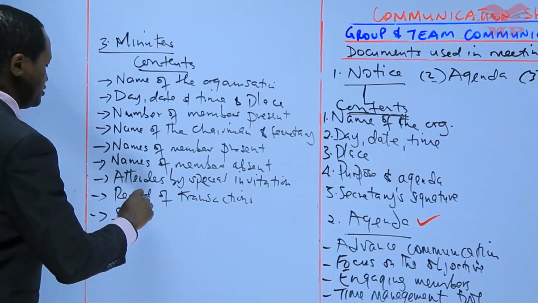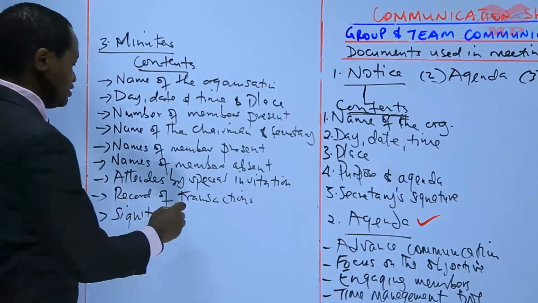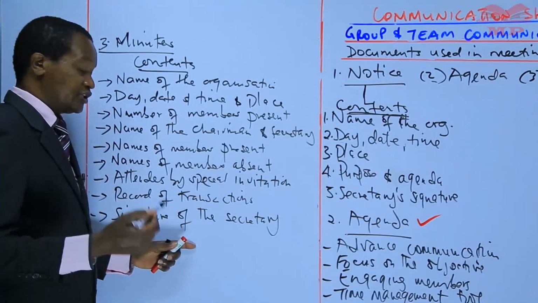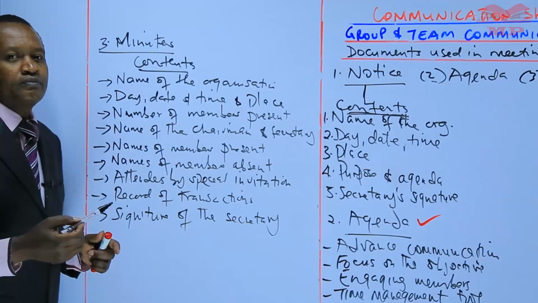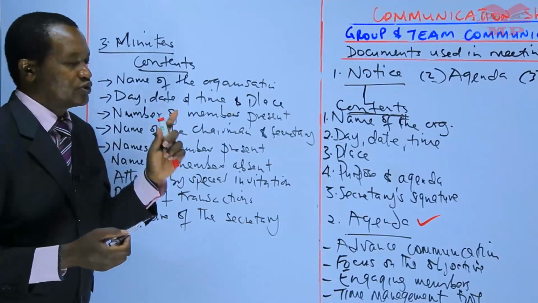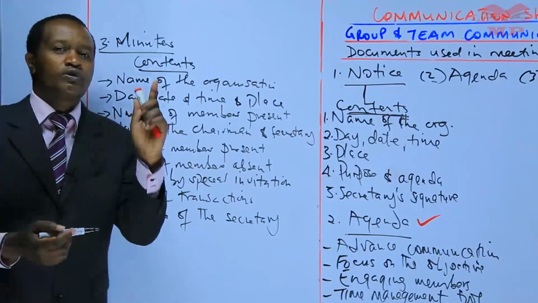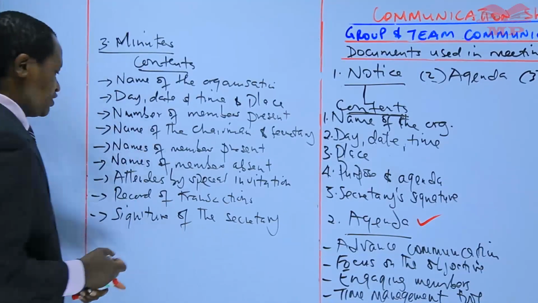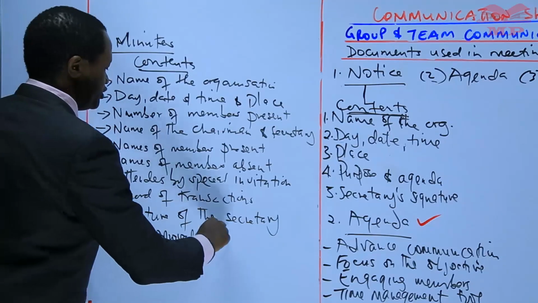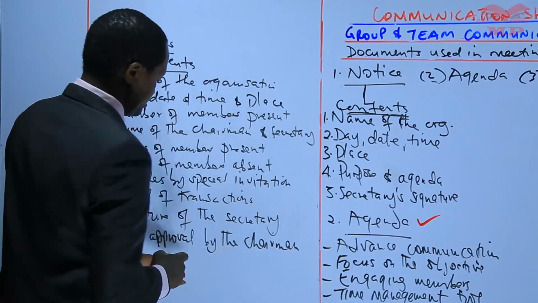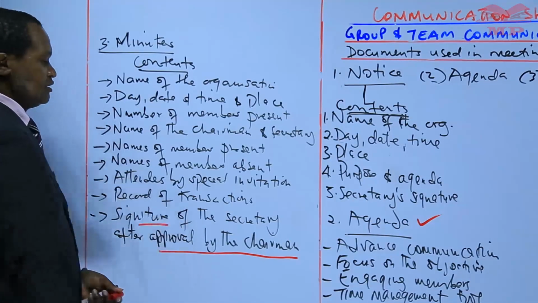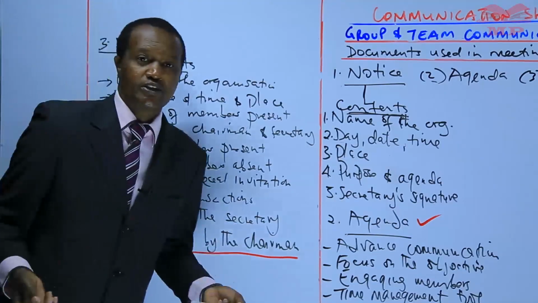Signature of the secretary. Included in the minutes, you need to have the signature of the secretary. It's the secretary who writes the minutes, and therefore there has to be the secretary's signature. The secretary ought to sign the minutes after approval of the minutes by the chairman. That means it has to be clear in the minutes that the chairman approved the minutes, then the secretary signed. Approval of the chairman and signature of the secretary.